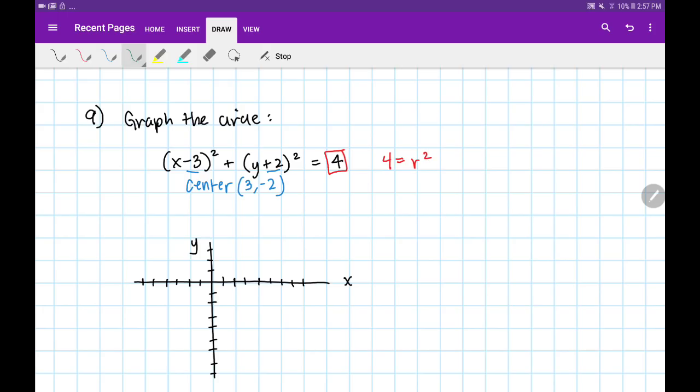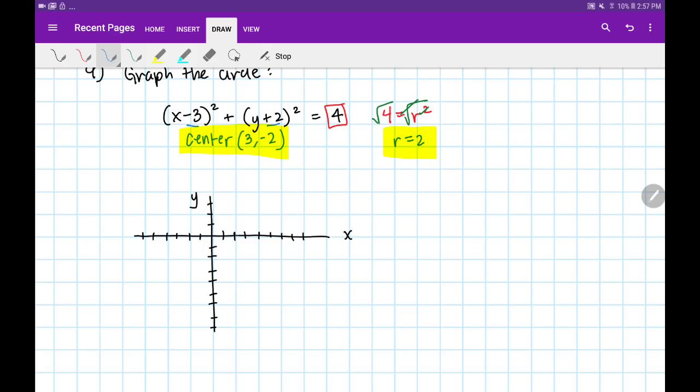So if I want to find just my radius, we'll have to take the square root. And we'll find that r is equal to 2. That's our radius. Using these two pieces of information, we can graph. Go to positive 3, negative 2. We're going to count up 2, over 2, down 2, and back 2.